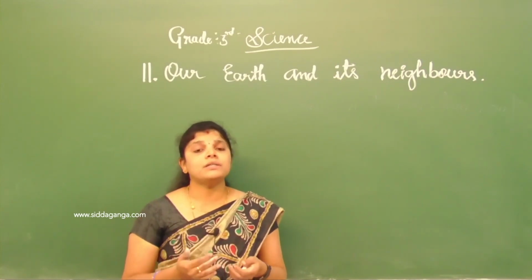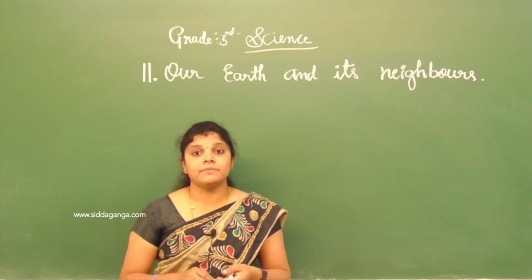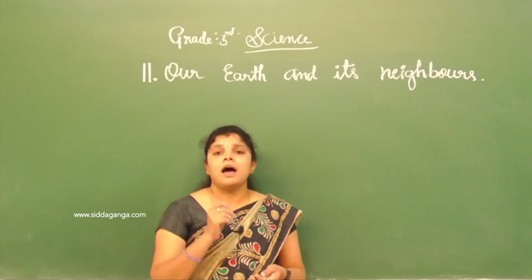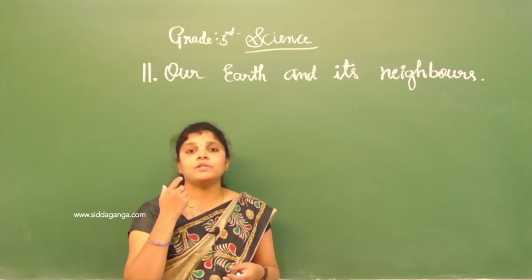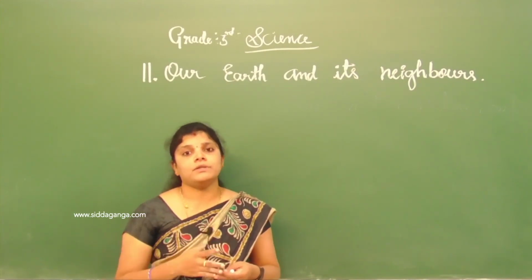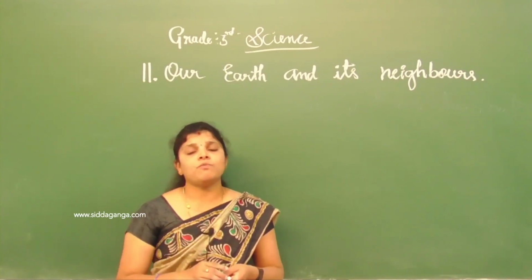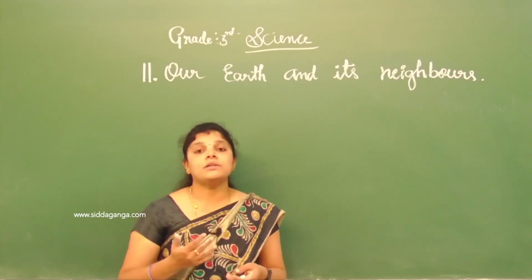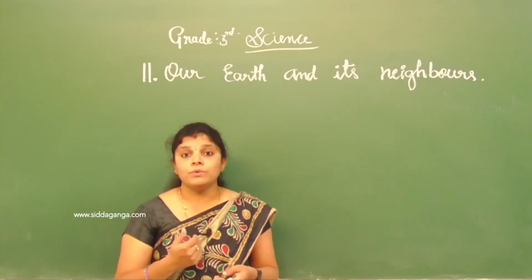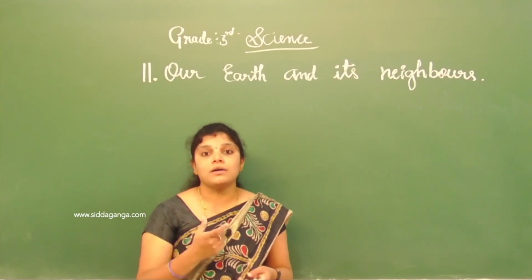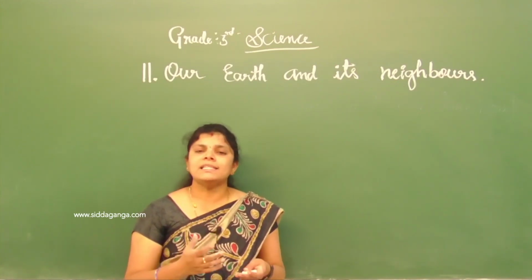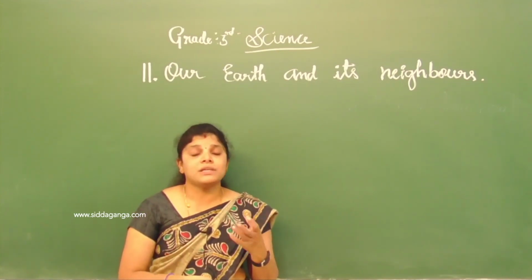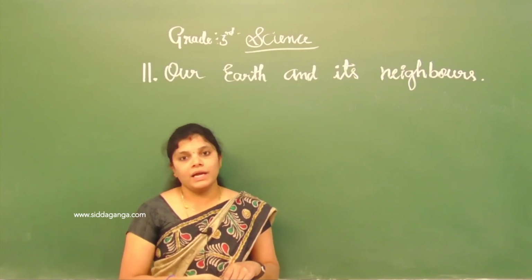Next we are going to learn about our solar system and its planets, and how many planets there are in our solar system. And also we are going to learn about the movement of the earth. There are two types of movements of the earth, rotation and revolution. And also we are going to learn about the sun and the moon, the phases of the moon, and also stars. In this lesson we are going to learn about many things about earth, stars and moon.